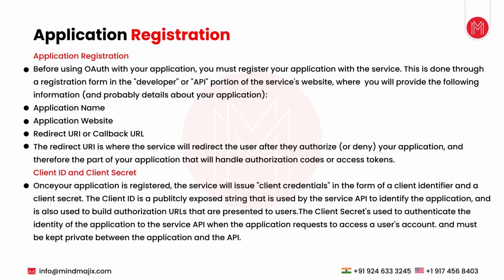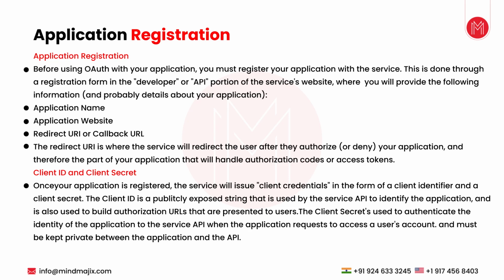So that's what we have written here: before using OAuth with an application, you must register your application with the service. This is done through a registration form in the developer or API portion of the service's website, where you will provide the following information: the application name, application website, and redirect URL, or the callback URL. The redirect URI is where the service will redirect the user after they authorize your application, and therefore the part of your application that will handle the authorization code or the access token.